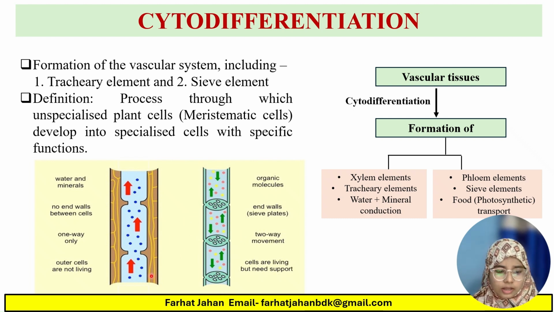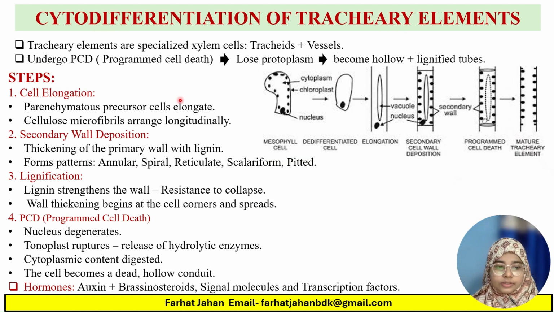Now let's focus on the cytodifferentiation of tracheary elements. The tracheary elements are parts of xylem and help to conduct water in plants. Tracheary elements include tracheids and vessels. Their differentiation from meristematic cells involves several key steps, that is cell elongation. The immature cell increases in size and becomes elongated. The elongated cell may be a parenchymatous precursor. Cellulose microfibrils are arranged longitudinally here.